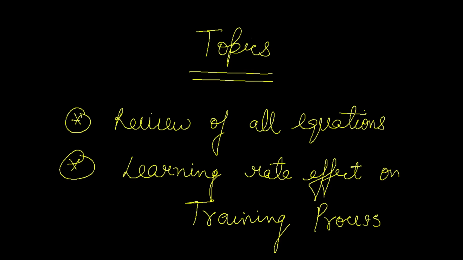In the last video, we studied the gradient descent algorithm, which is used to solve the optimization problem of linear regression. We had studied so many equations under linear regression. Today we will study what the learning rate is and what the effect of the learning rate is in the training process of linear regression. But before that, we will write down all the equations which we have used in the last videos. So in this video, we will review all equations and the learning rate effect in the training process.